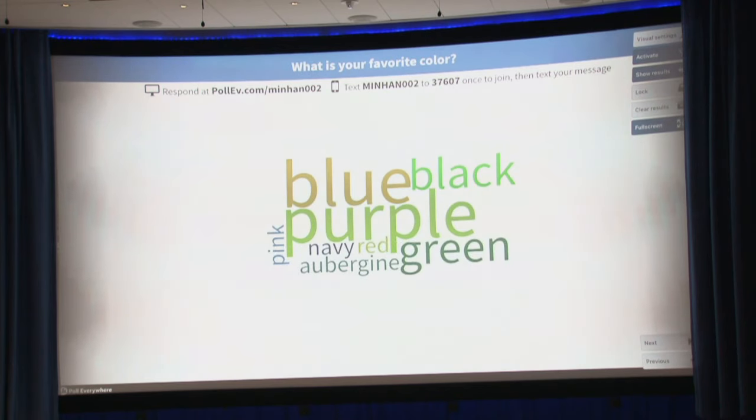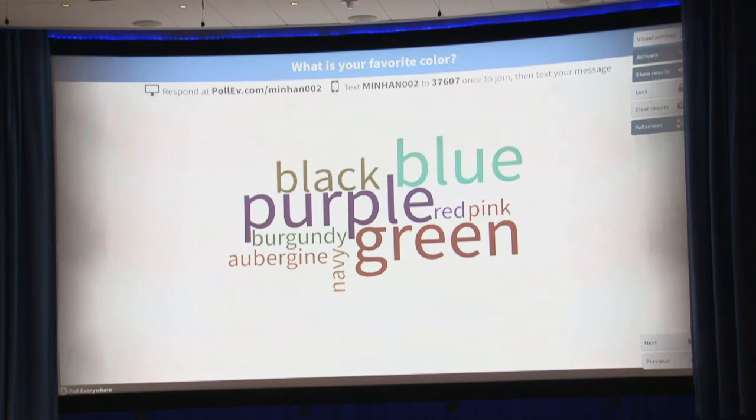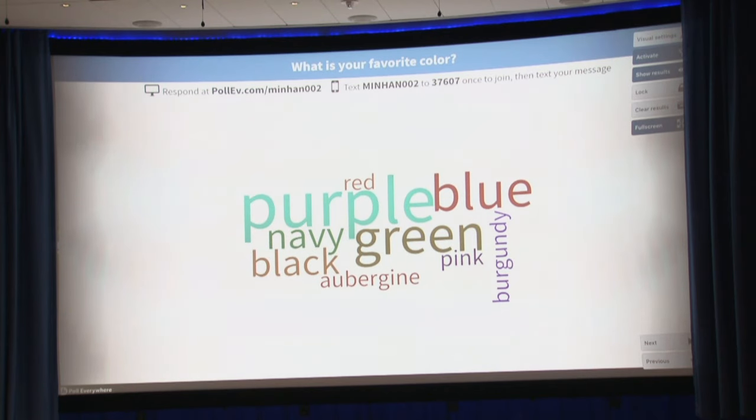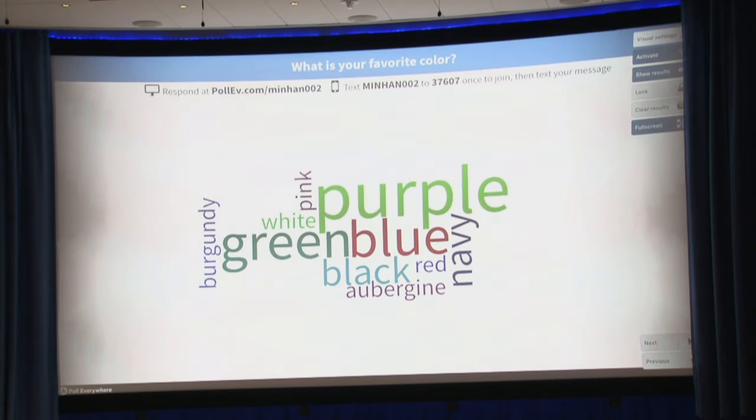So we have more blue, purple, black, green, blue. Blue seems really popular. Okay. Any other colors? Nobody likes a white color or yellow?